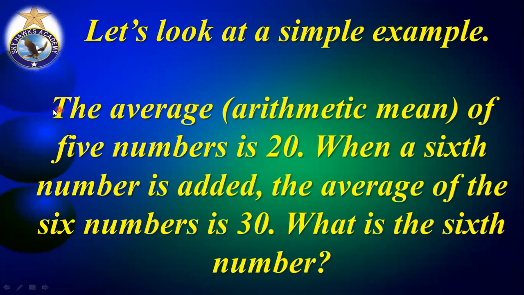Please read it from here. The average, arithmetic mean, of five numbers is 20. When a sixth number is added, the average of the six numbers is 30.